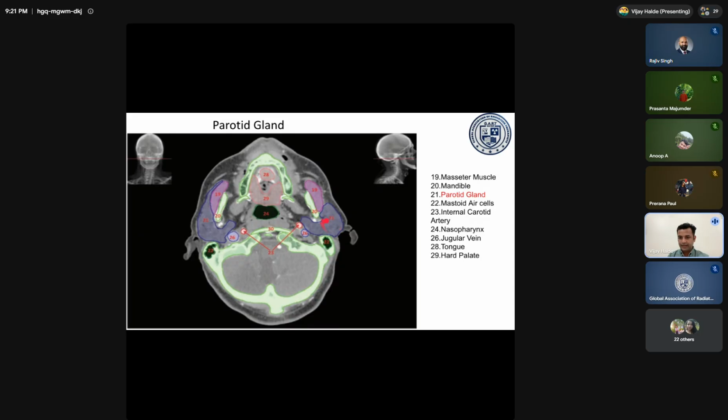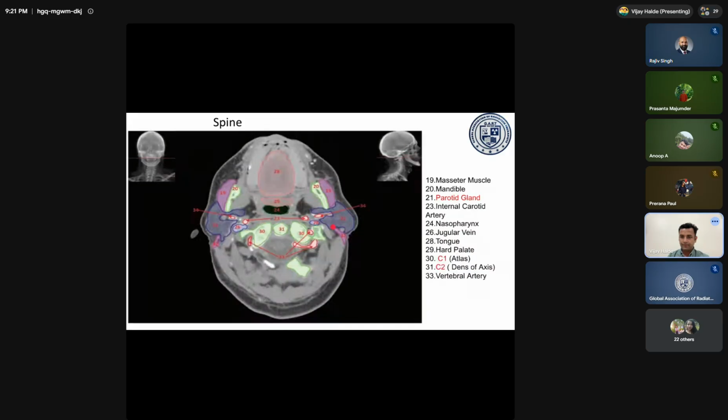So these parotid glands are very important landmarks, because they are producing saliva. The dose to the parotid glands should be restricted so that xerostomia, a dry mouth condition, will not happen. That we have to take care.